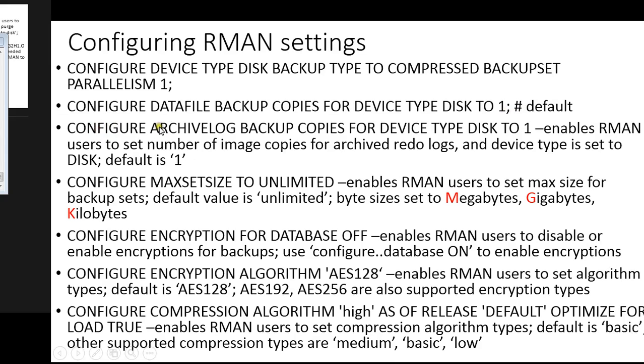And you have configure archivelog backup copies for device type disk to 1. Here you specify the number of image copies for an archive log that's being backed up. As you notice, all of these device types are being configured to disk, as shown in the SPFILE table.